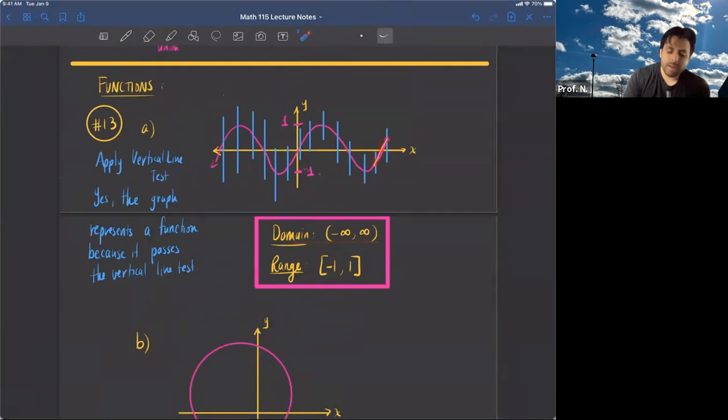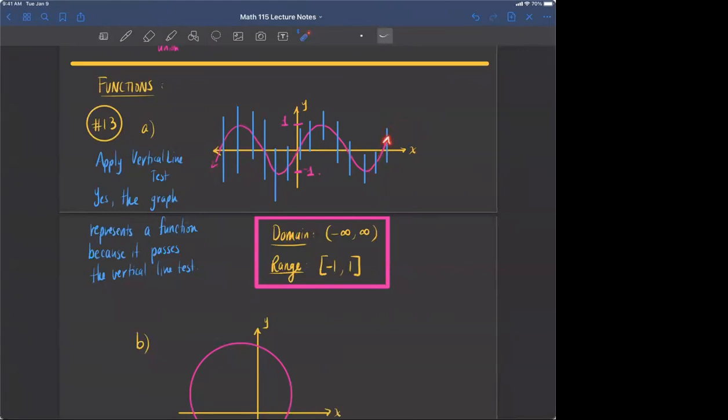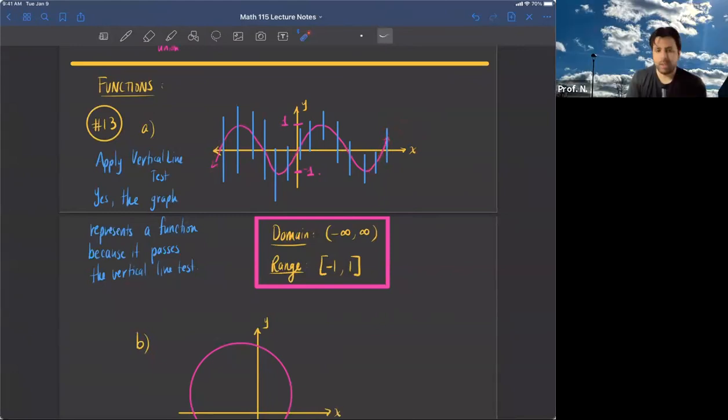So the domain is -infinity to infinity because of these arrows here, and because the curve has a cyclic manner to it, we're going to assume the graph will also appear cyclic in this form forever to the right and forever to the left, because these arrows indicate that this continues on. So because that's the case, the domain represents all of the x values, from -infinity to infinity.